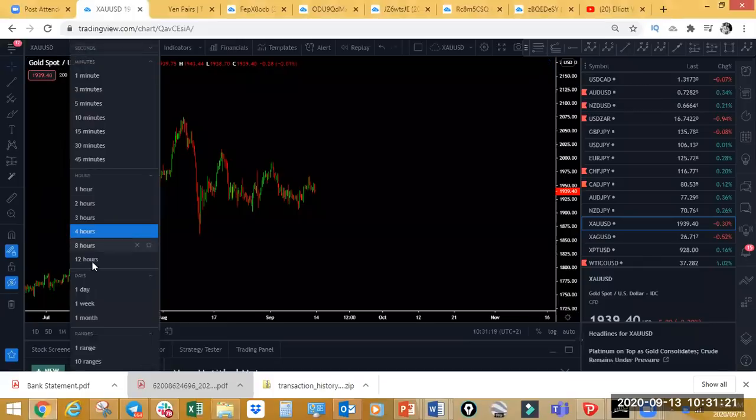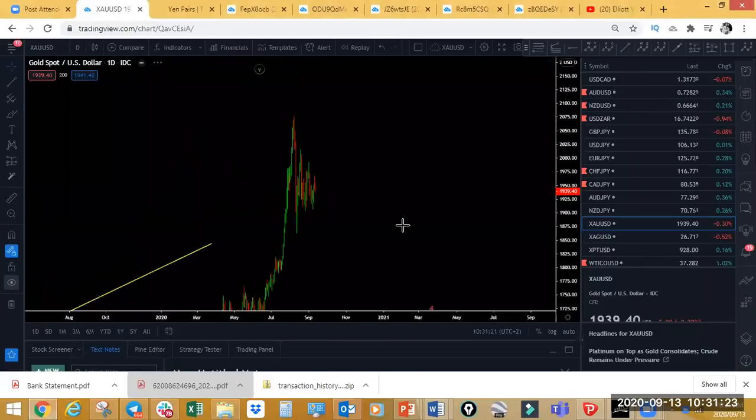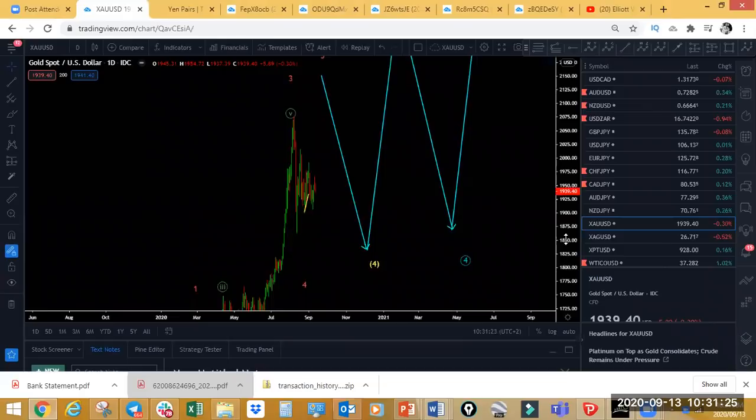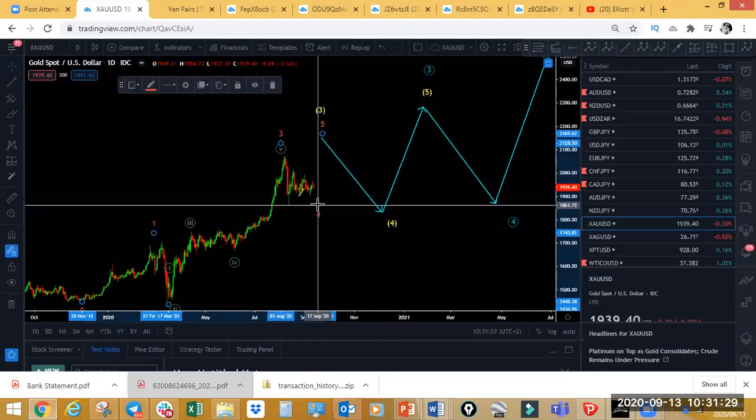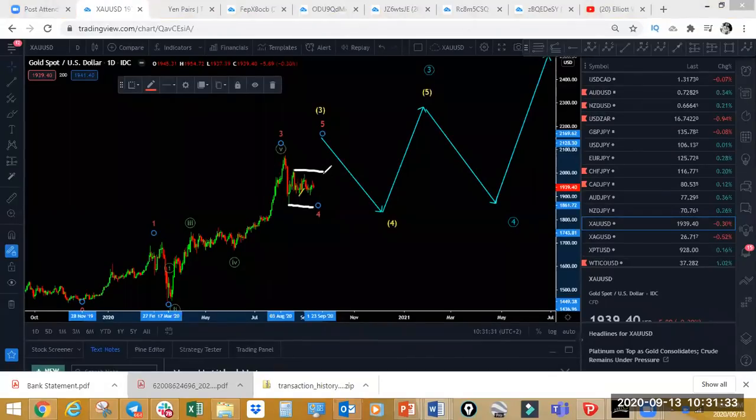Remember what we're looking at on gold. Let me just show you on the daily. This is currently wave 4 in the red degree. Whatever happens here, we know that this is the wave 4 that is currently building. When the wave 4 is done, we're going to look for upside. That's why we're tracking that in the lower degree.